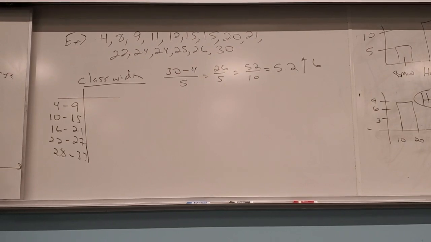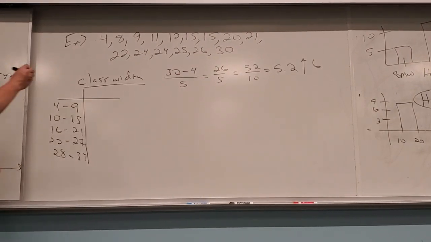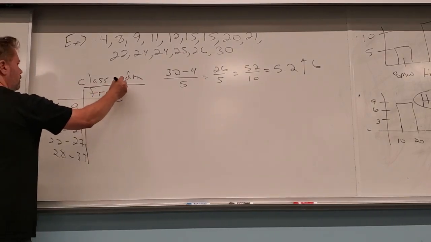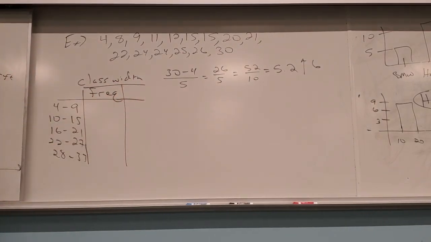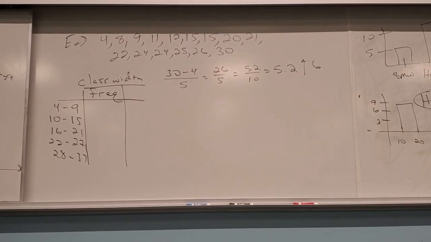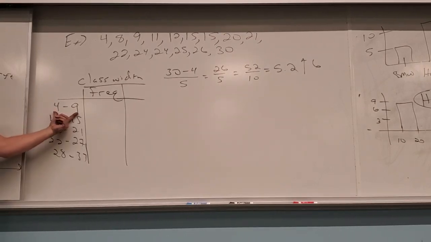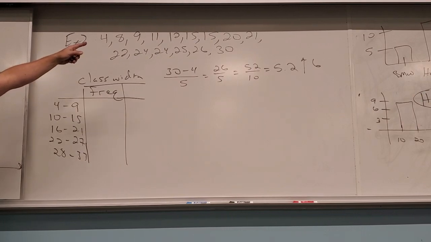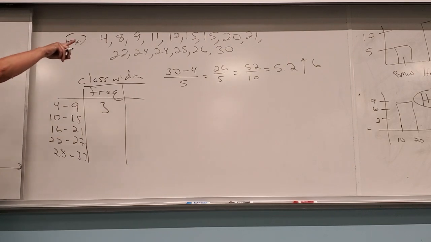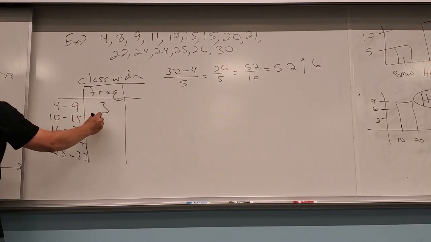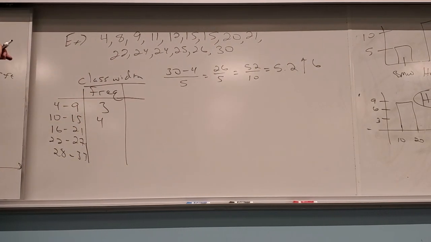Okay, all right. So now I want to just count how many data points are in each class. And that's what we call the frequency. I fractionally call it the freak, but it's the frequency. How frequently does a data point show up between 4 and 9? 3 times. You guys see that? There's 3 data points from 4 to 9, 4 from 10 to 15, 16 to 21, 2. Does everybody see where those numbers are coming from, just to be sure?